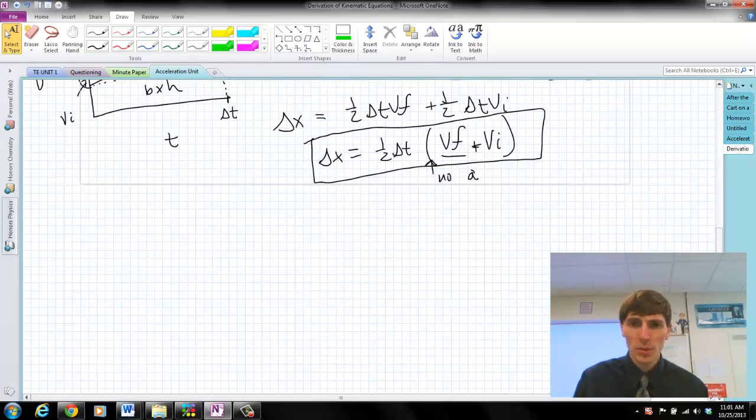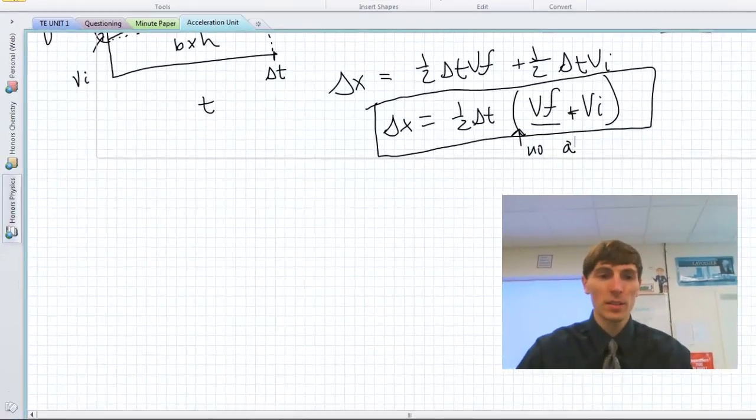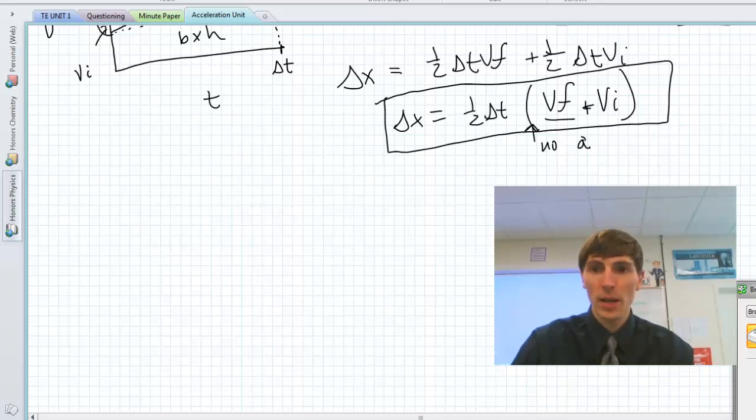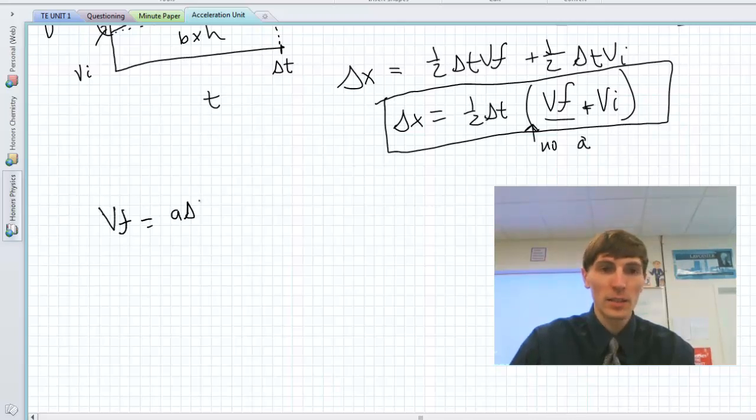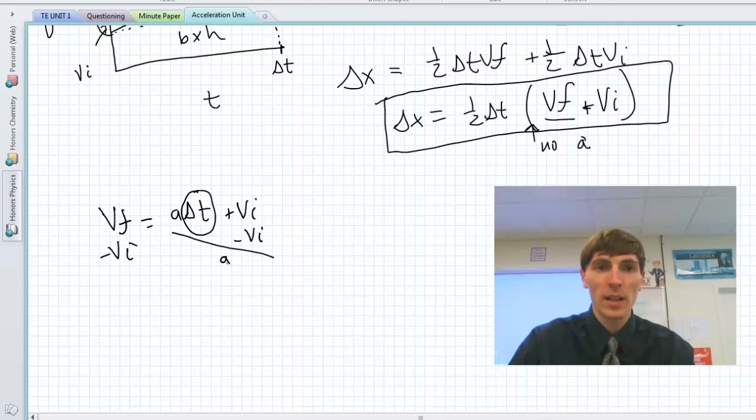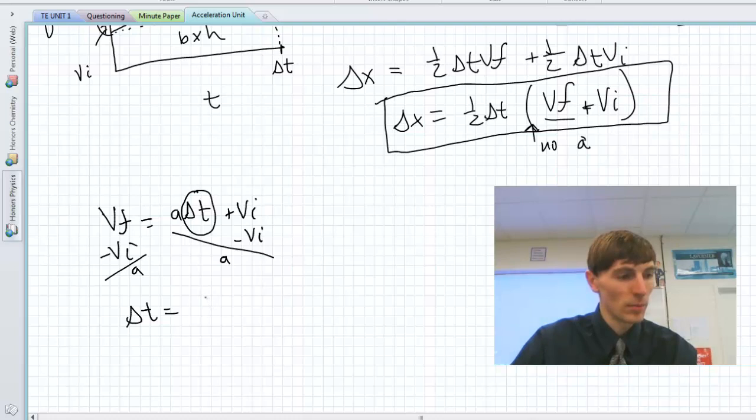So I'm going to do a little substitution. We know from the equation above that my final velocity, vf, is equal to a delta t plus vi. So I'm going to rearrange this and get delta t by itself. I subtract vi from both sides, and then I divide both sides by a, and I'm going to get delta t is equal to vf minus vi over a. Okay, so this is my new delta t.